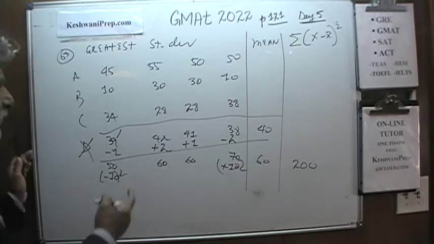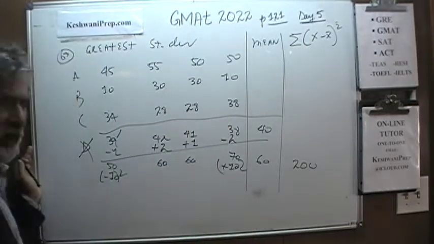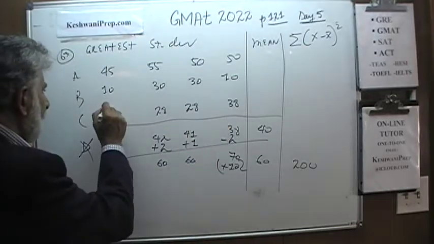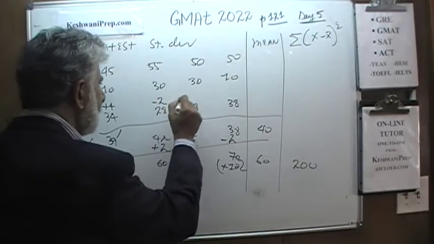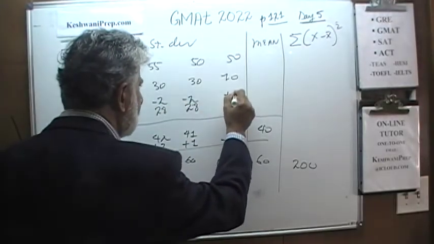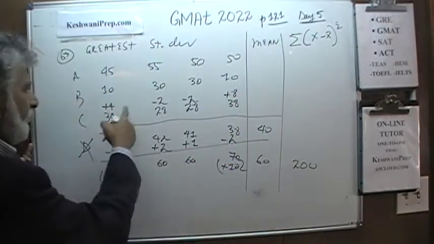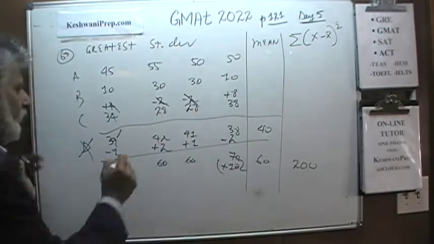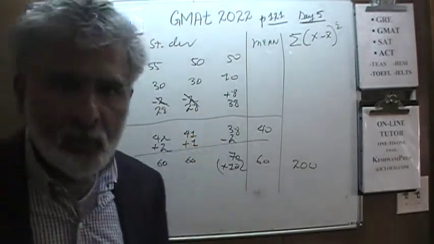Similarly here, the average is going to be around 30. Let's find out, shall we? This is 4 more than 30, this is 2 less than 30, this is 2 less than 30, this is 8 more than 30. Positive 4, negative, negative, they cancel out. Oh, so we were wrong.